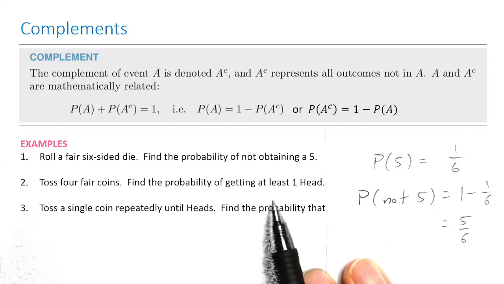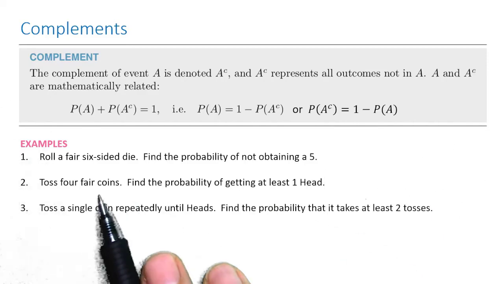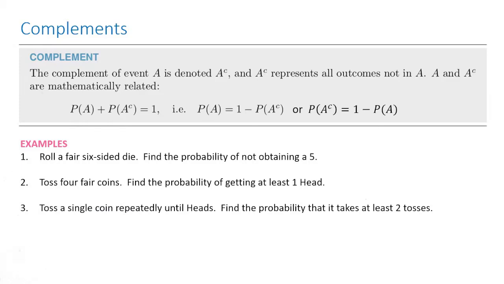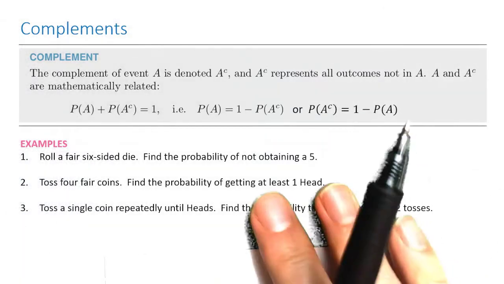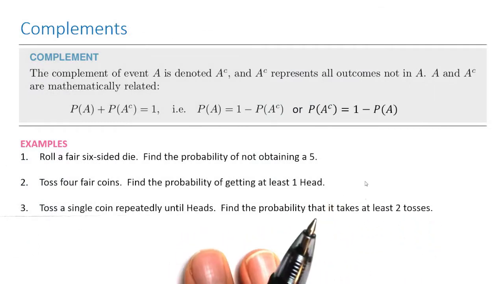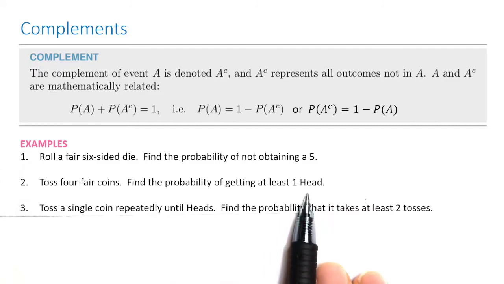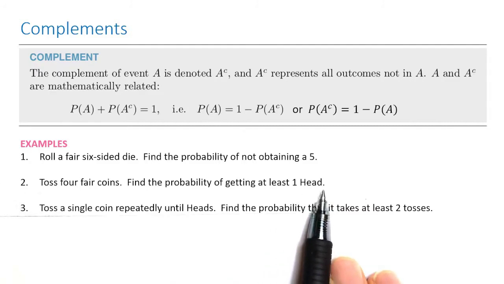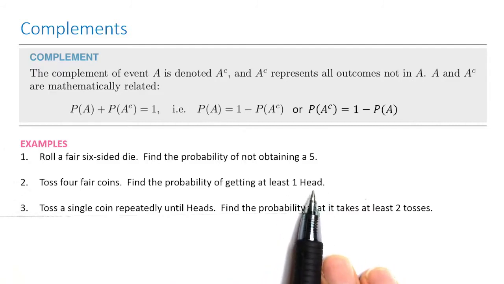Okay, let's look at this next one. Toss 4 fair coins. Find the probability of getting at least 1 head. All right, so this is one of the cases where it's much easier to compute the probability of the complement than the event itself. Getting at least 1 head, there are lots of ways to do that. You could get heads, tails, tails, tails. You could get heads, heads, tails, tails. You could get heads, tails, heads, tails.